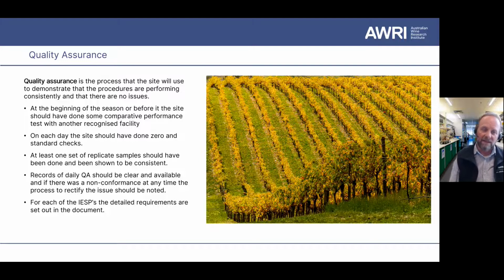At least one set of replicate samples should have been done and been shown to be consistent on any given day of testing. Records of daily QA should be clear and available, and if there was a non-conformance at any time, the process to rectify this issue should be noted. It's important that the site demonstrate that if there was an issue, they've done something to ensure that the measurements that were output for that day or any given period were correct and valid. For each of the ISPs, the detailed requirements for QA are set out in the document.